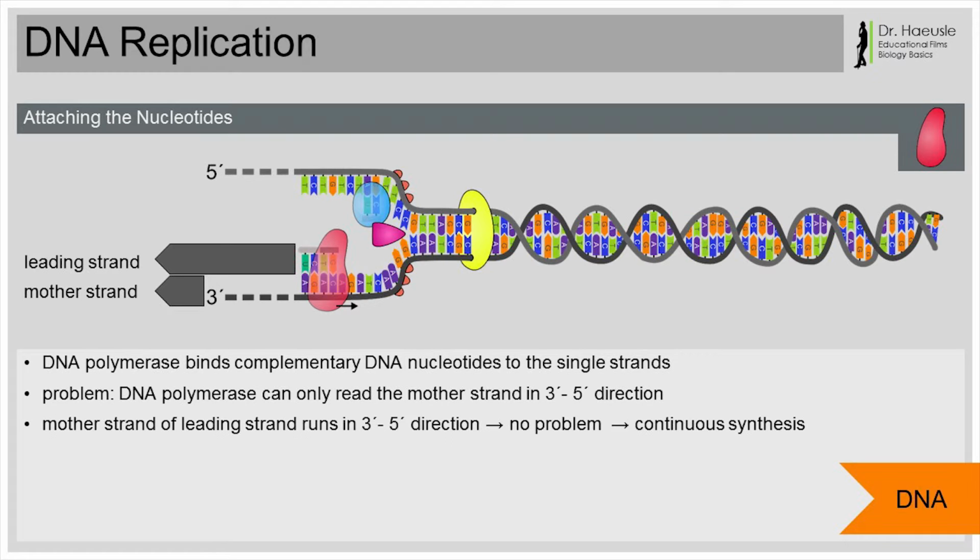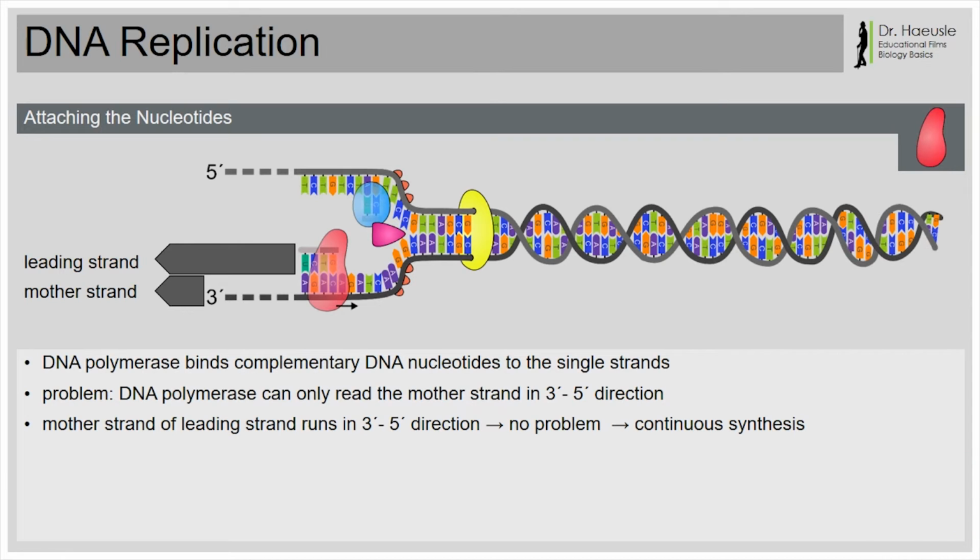Ah, I understand. This is how you can remember that. The DNA polymerase reads the mother strand in 3', 5' direction, just like we read page 3 of a book first and later page 5. Exactly. The DNA polymerase can only read in this direction. It can connect new nucleotides without interruption to the leading strand. The construction, the synthesis of the leading strand, happens continuously.